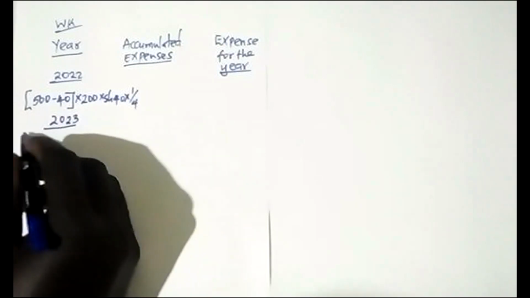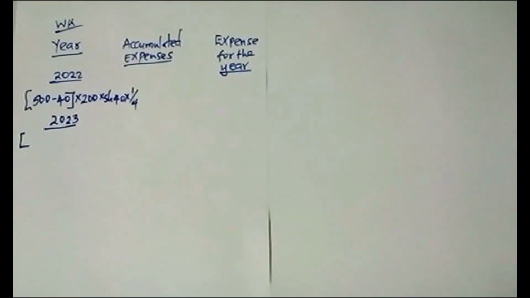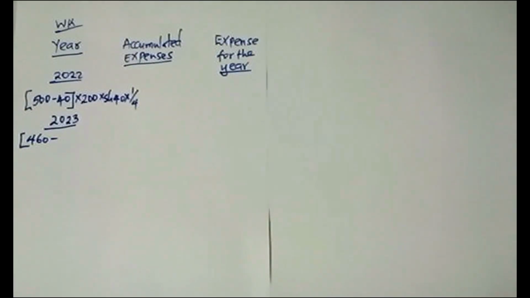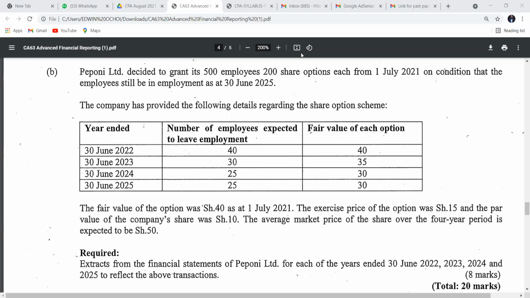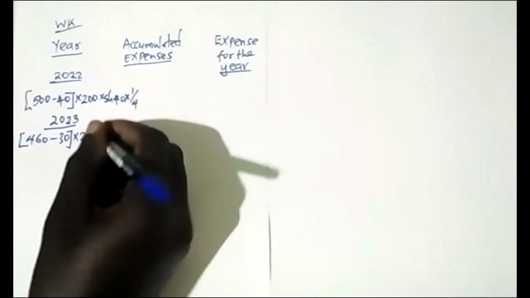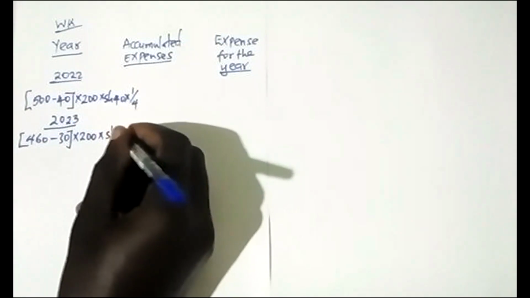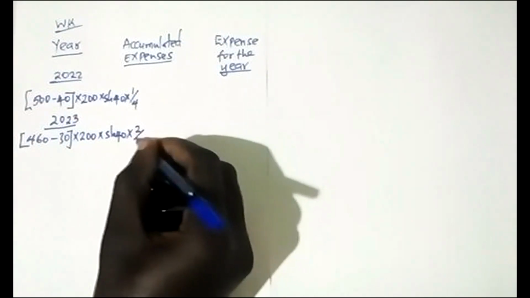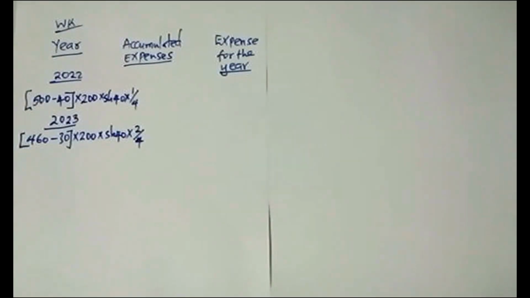So for 2023, remember that we had 500 employees in 2022, and 40 left. So we are remaining with 460. So we minus the ones who left in the current year, 2023. In 2023, 30 employees left. So we minus 30, we multiply with the awards, we multiply with shillings 40. I said this price is the one which would prevail throughout the vesting period. I multiply now the fraction, the second year out of the total years.